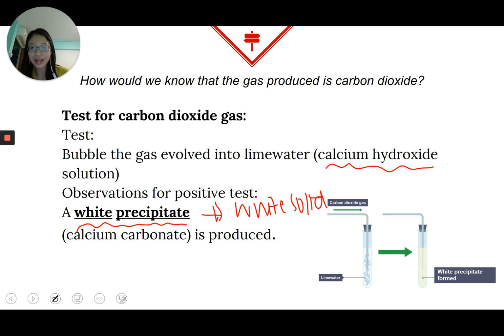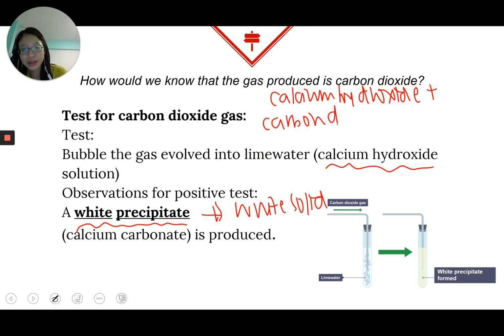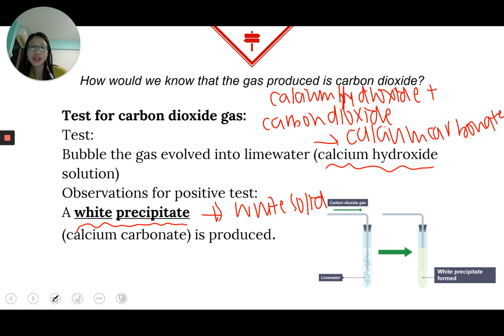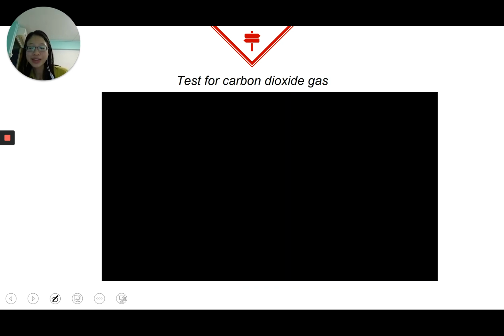So how do I get that? You have calcium hydroxide plus carbon dioxide gas. Later we will learn that carbon dioxide is acidic and calcium hydroxide is basic, so they will react with each other. It's like an acid-base reaction. Then they will give you calcium carbonate, which is a white solid that's insoluble in water. You can go and try watching the video here yourself.